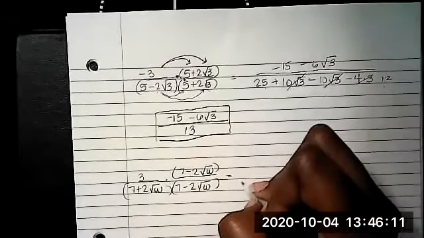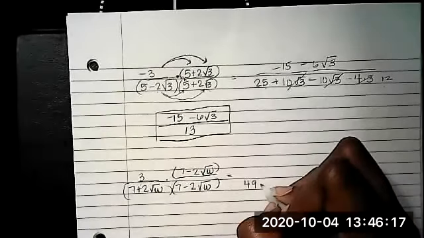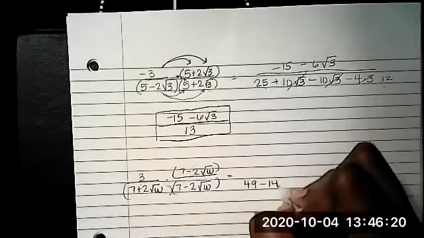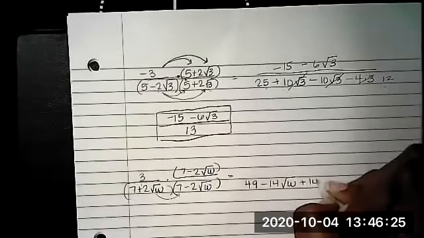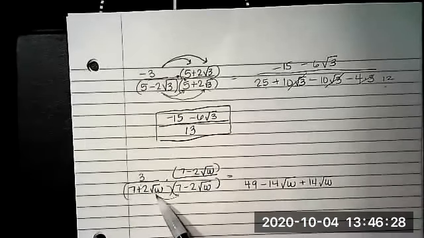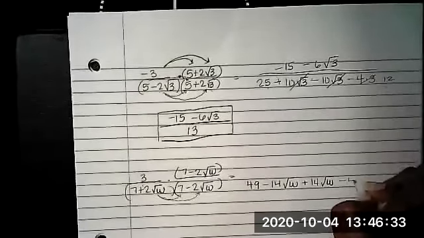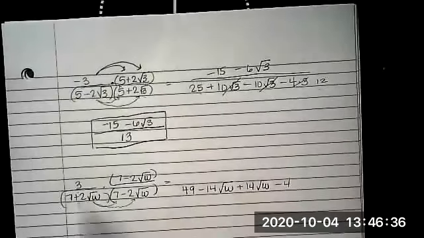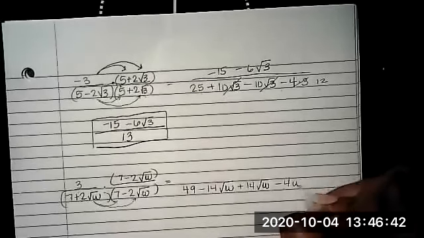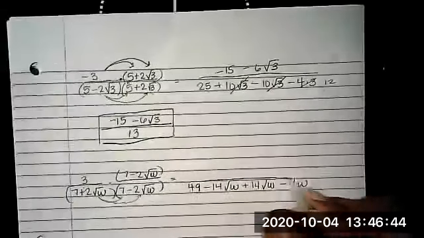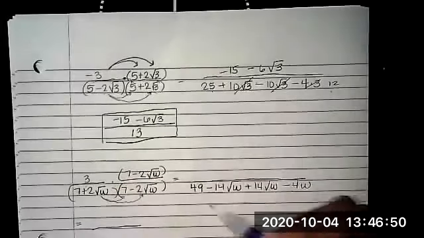7 times 7 is 49. Okay. 7 times negative 2 square root of w is going to be negative 14 square root of w. This one will give you positive 14 square root of w. And of course, the 2 times the square root of w. So 2 times 2 is 4, minus 4 because it's negative 2. 2 times negative 2 is negative 4. And then the square root of w and the square root of w become just w on the outside. Okay? And again, we'll do the top later. Let's get through this bottom one before we figure this out.